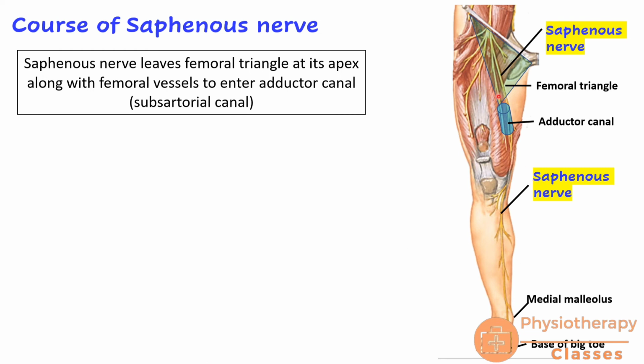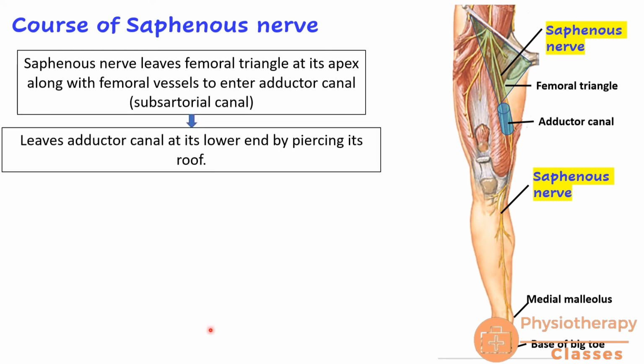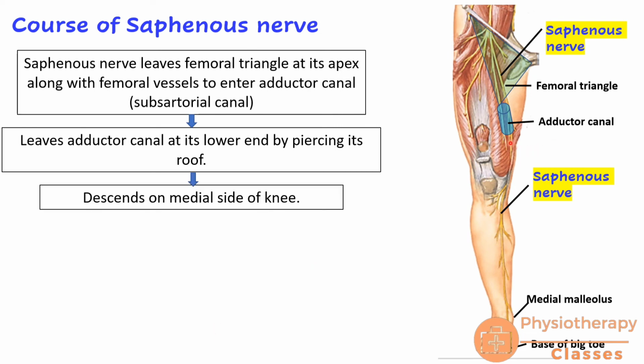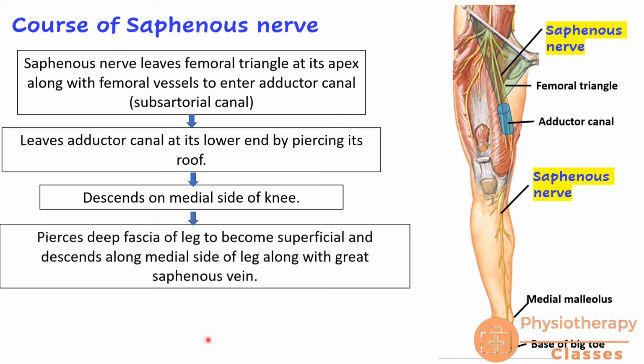After passing through the adductor canal, it is going to pierce its roof at its lower end, that is of the adductor canal, and then descend along the medial aspect of the knee. After this, it is going to pierce the deep fascia here. So here it is going to become superficial. That means it will lie in the superficial fascia and will descend along the medial aspect of the leg.